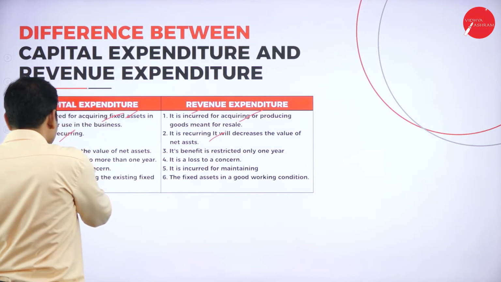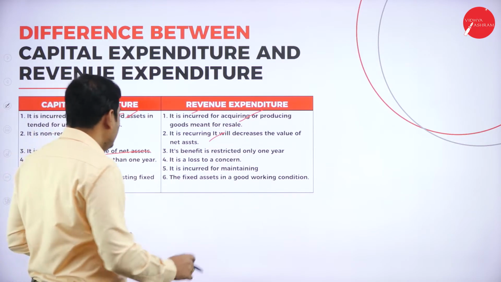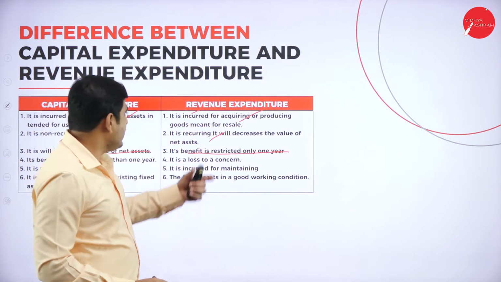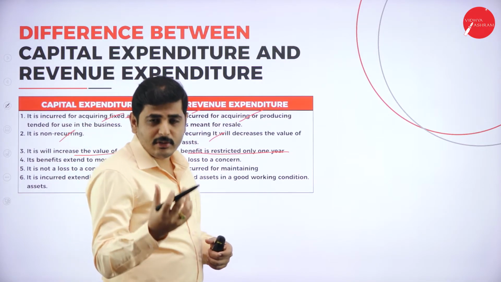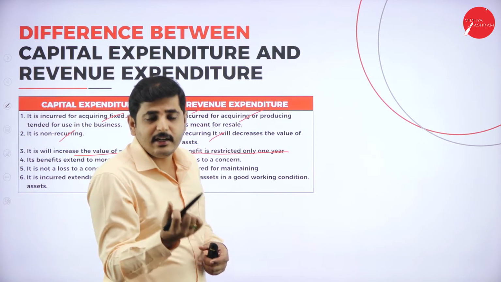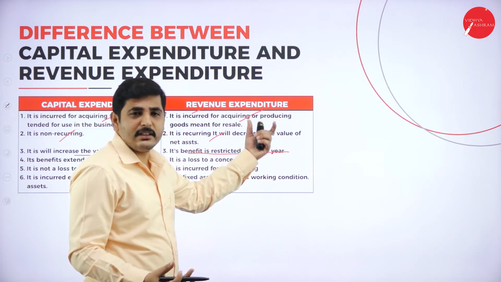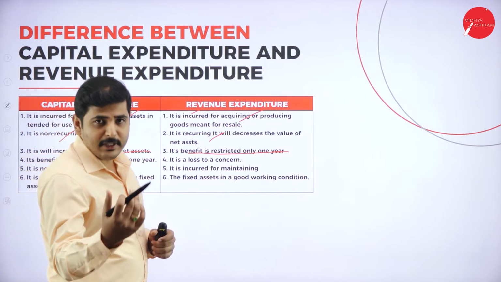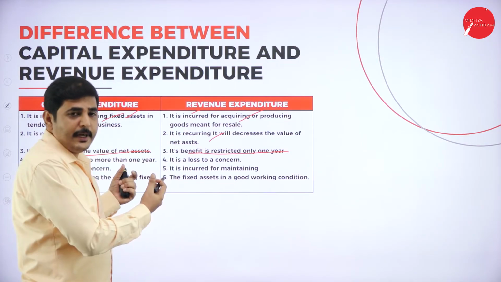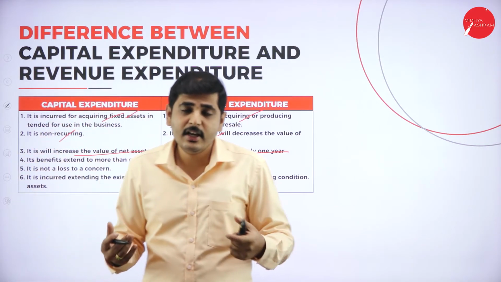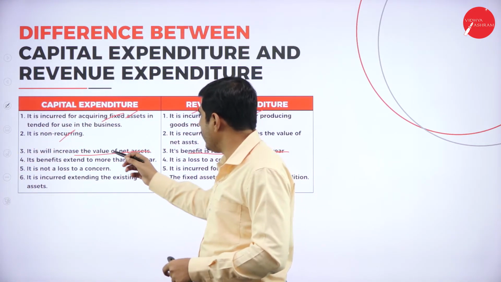Next one, it increases the value of net assets. In revenue expenditure, the benefit is restricted to only 1 year. Whatever amount you spend and whatever benefit you get is exhausted within 1 year. But if the benefit you get from that expenditure does not exhaust within 1 year, and you can get the benefit for more than 1 year, then it is called capital.